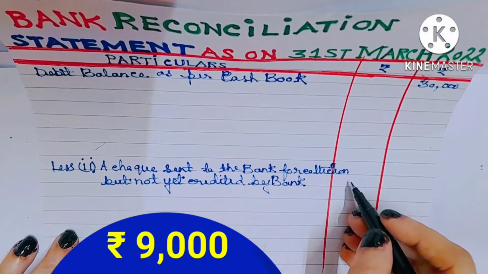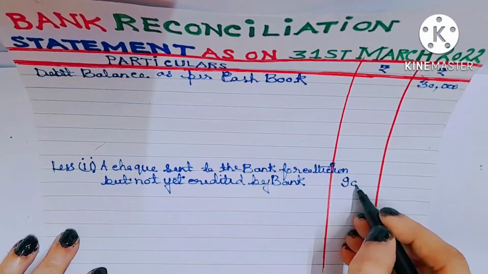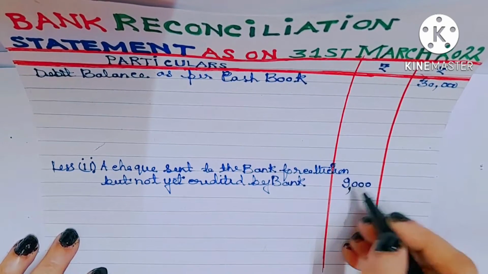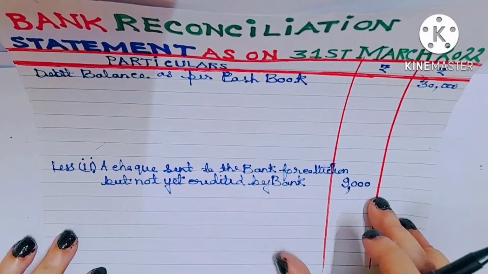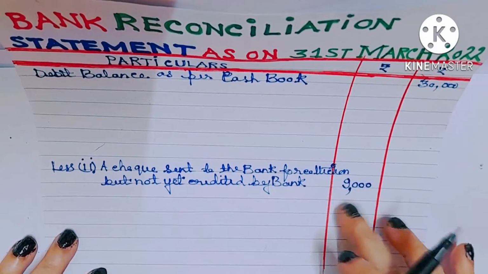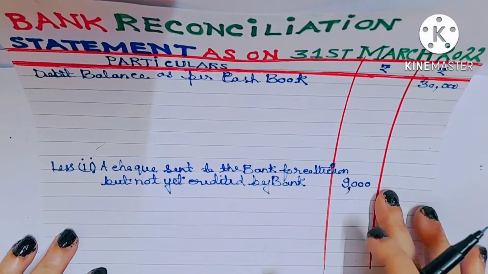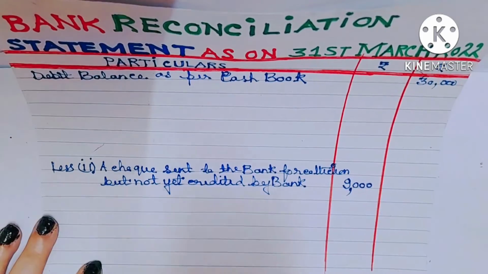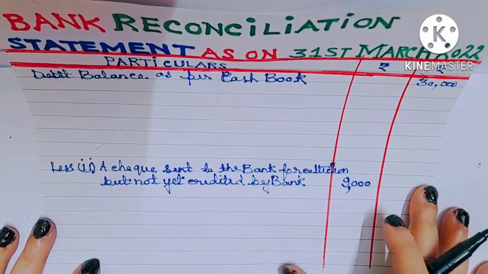Where will we write it? We are going to write 9,000 in the inner column or the first column, because I told you all the adjustments, that is add or less, are done in the first column or the inner column. Okay. Now let's go through the next transaction.